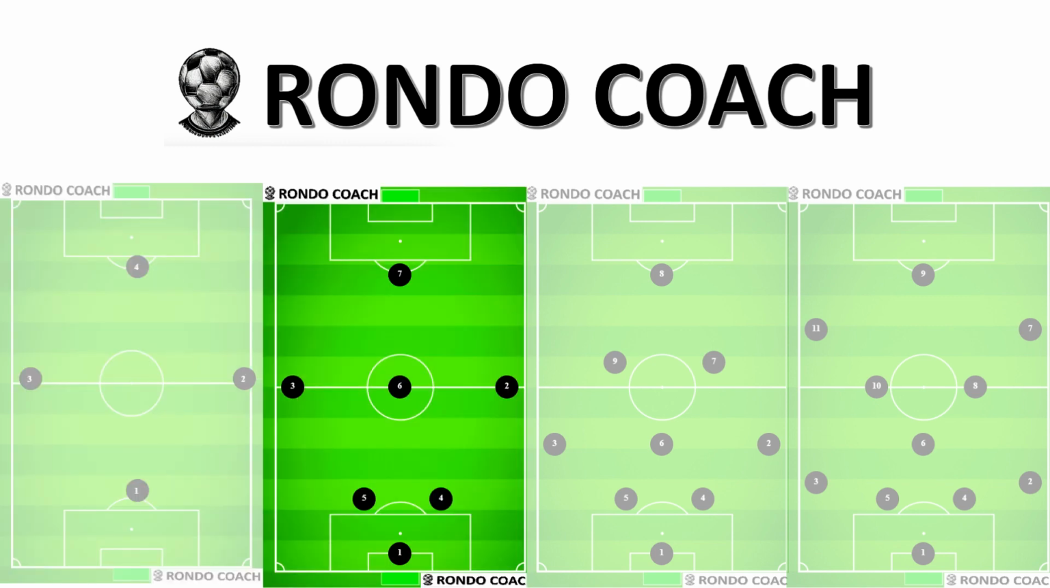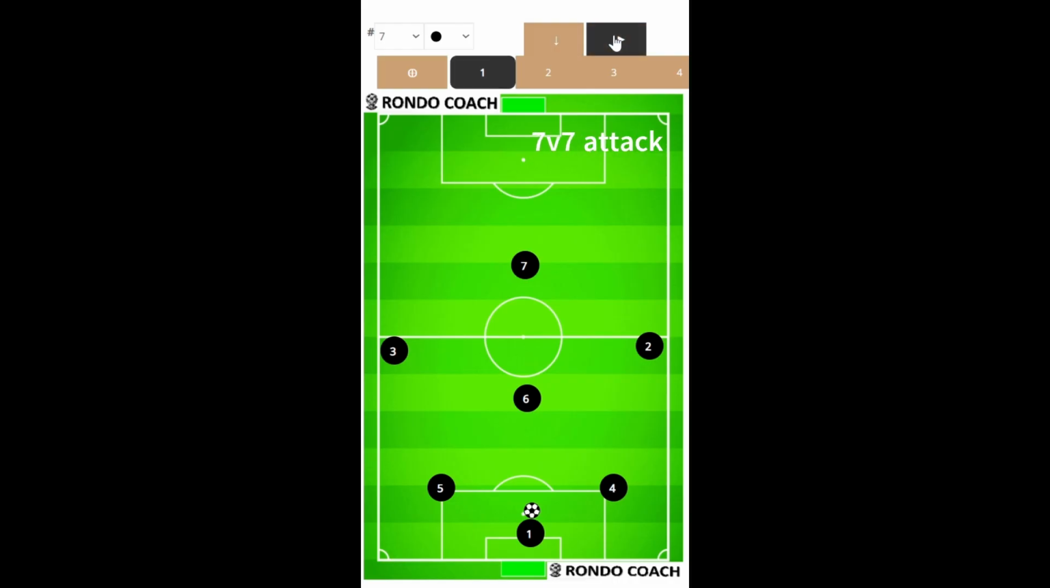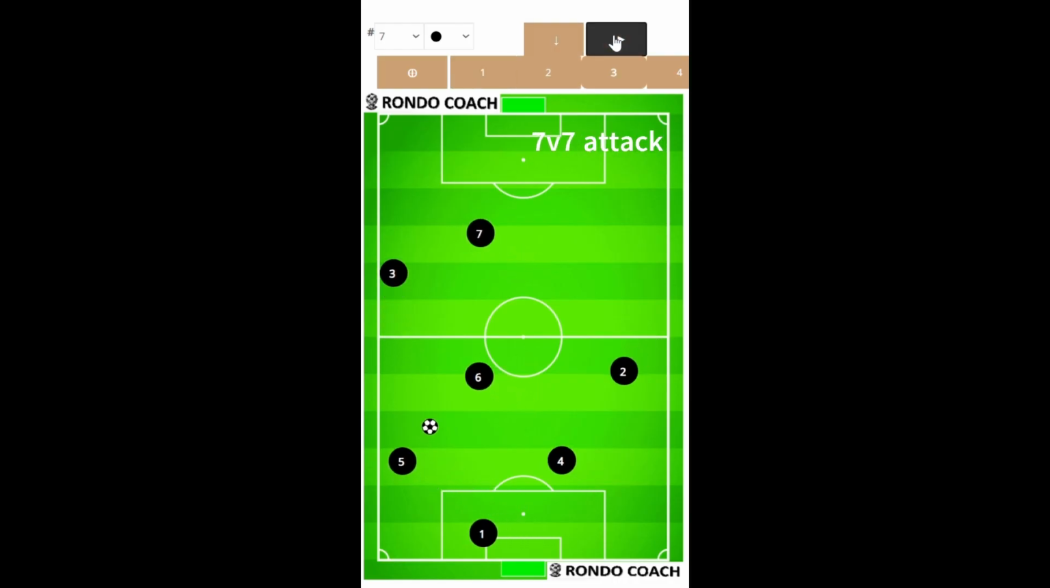So now we're at 7 against 7. The kids are a little bit better. They're U9, U10, and the formation actually here picks itself.